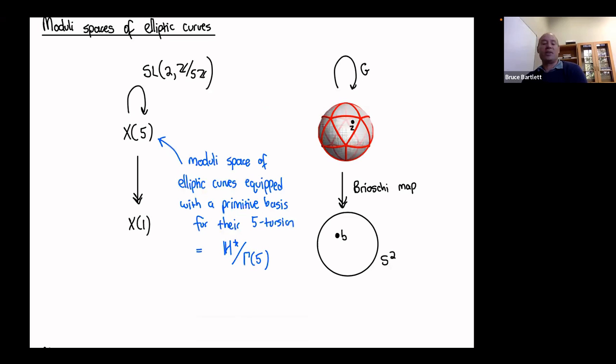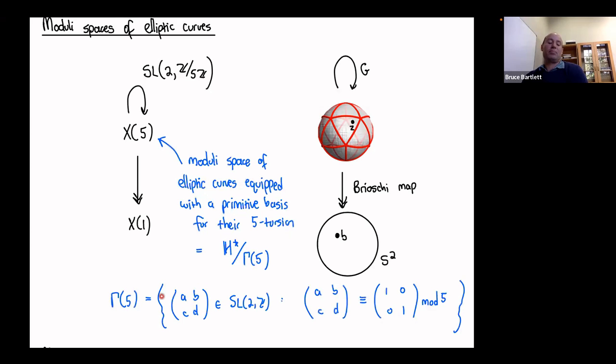I could write it down in a calculational way as the quotient of the extended upper half plane divided by a smaller group of symmetries, gamma 5. Where gamma 5 is the principal congruence subgroup of level 5, means all matrices in SL2Z satisfying this congruence condition, that the numbers are congruent to these numbers mod 5.